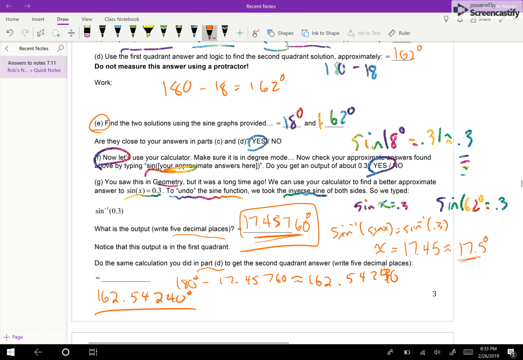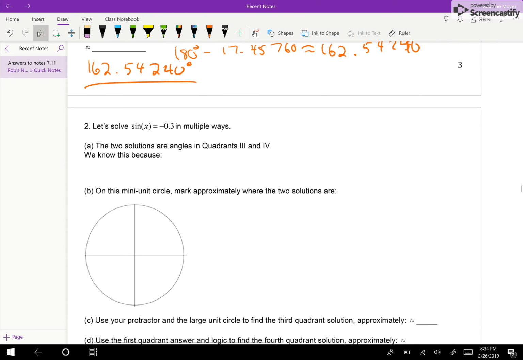We were pretty close in our approximation on our graph. If we had some really huge unit circle and some really big protractor and ruler, we could probably get a lot closer to the 17.5. But on this small screen, on this small paper, it's a little bit hard to be that precise.